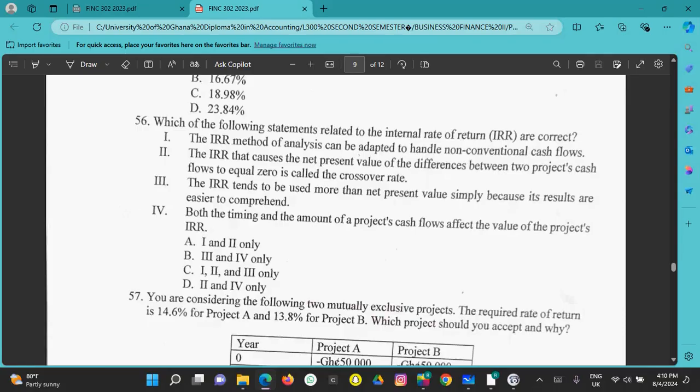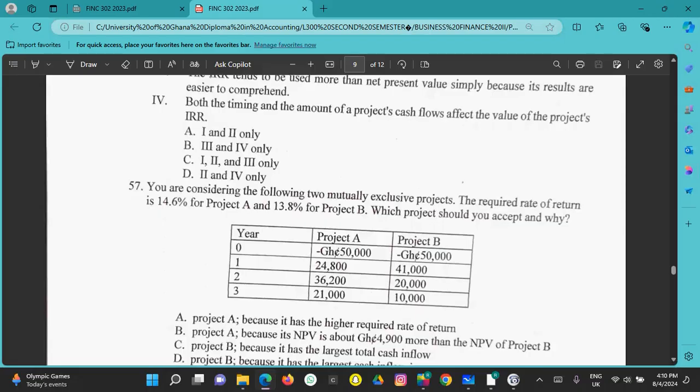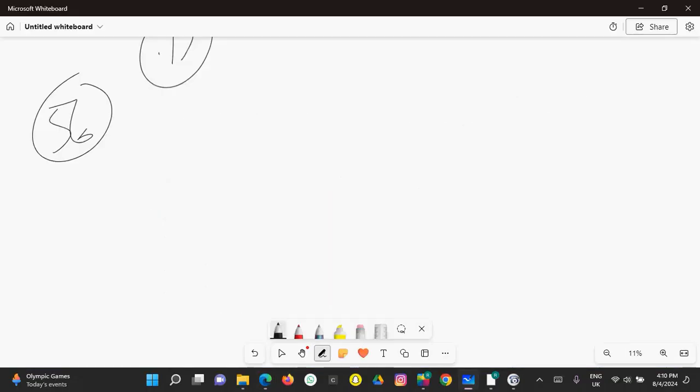And also, it says both the timing and the amount of project cash flow affect the value of the project's internal rate of return. So both the timing and the cash flow affect the IRR. Sometimes you can have the same cash flow amount but different timing, so you will see that the IRR will change. So the answer here is 56. 57.